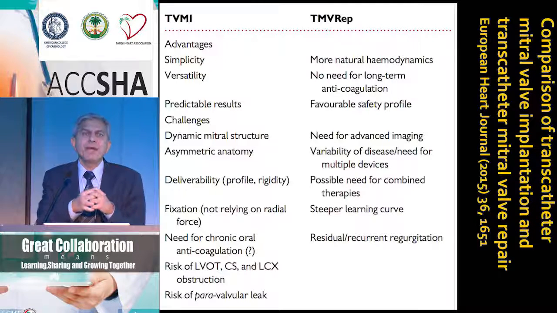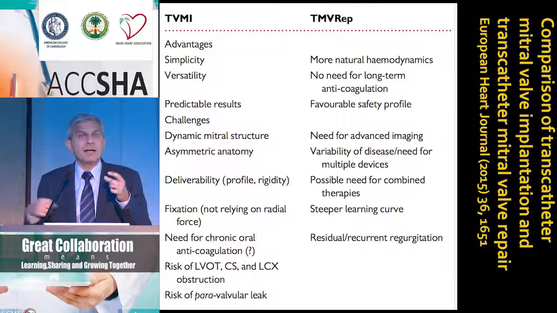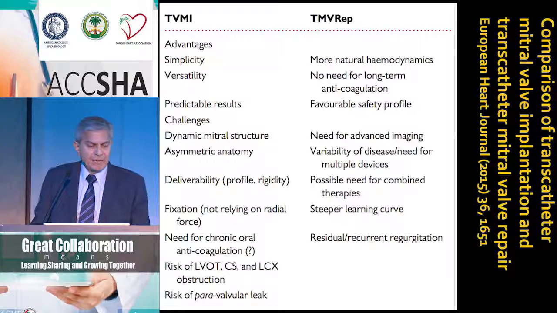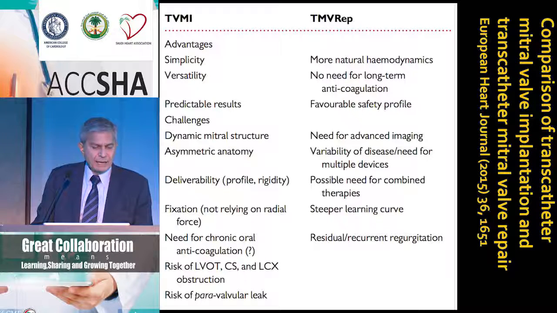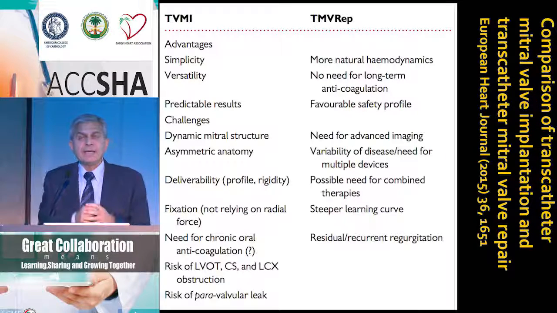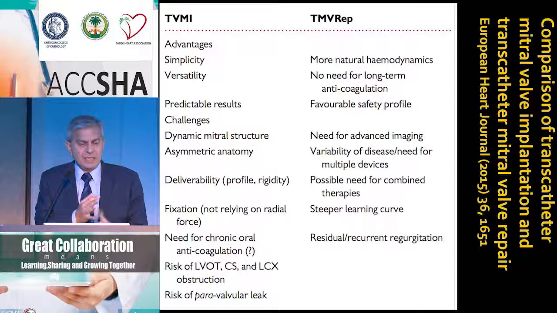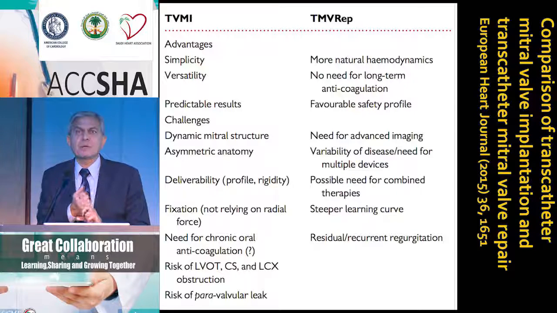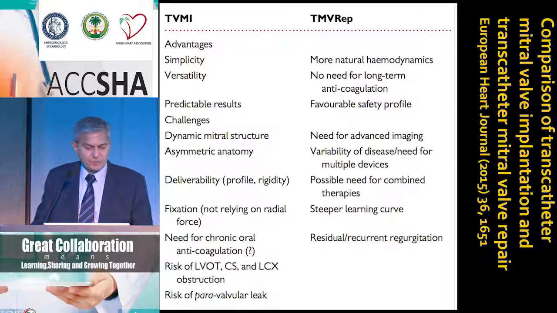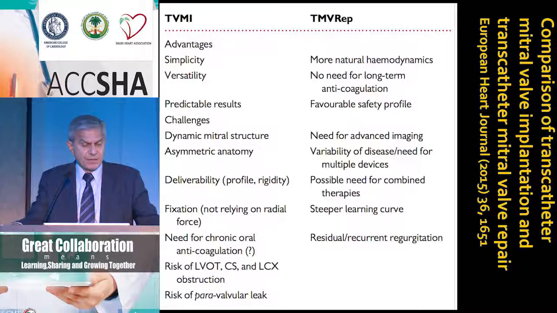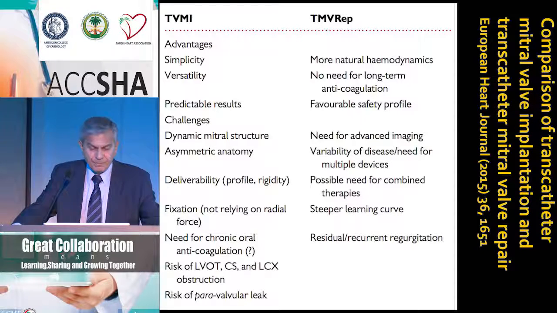You need something to anchor it to, and that's why there are some designs of creating an anchor first and then implanting the valve. And then there is possibly the need for oral anticoagulation. And of course, there is always the risk of LVOT or coronary sinus or left circumflex obstruction. And of course, because the valve is asymmetric, there is the risk of paravalvular leak.